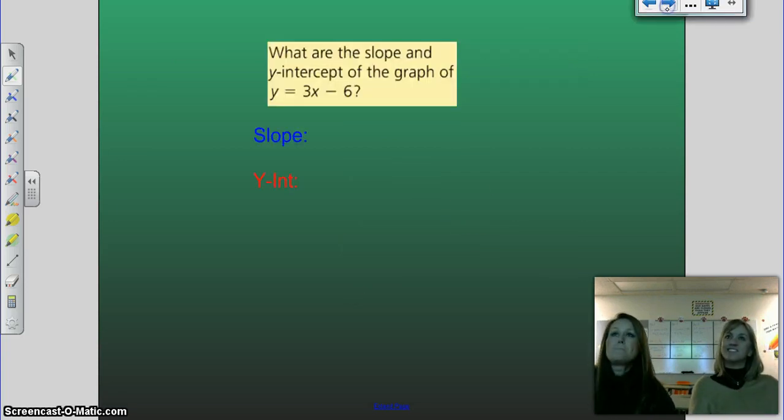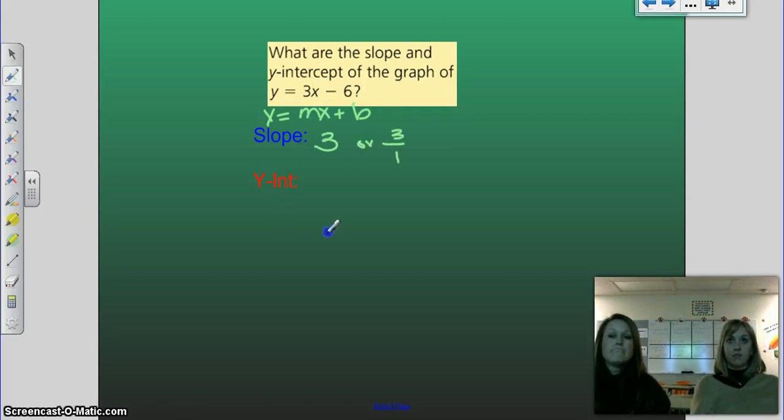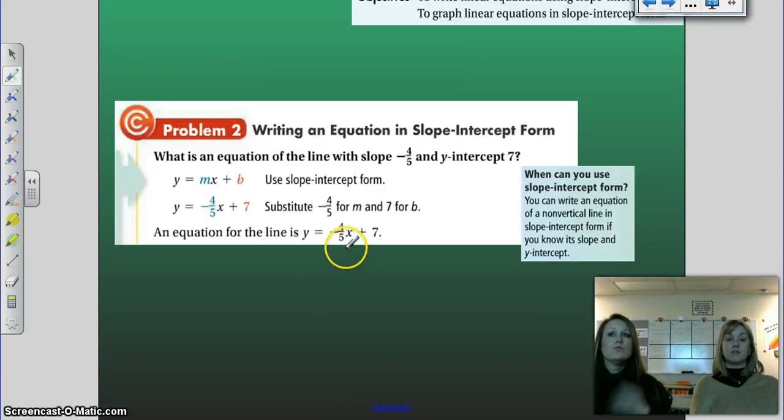What are the slope and the y-intercept of the graph of y equals 3x minus 6? Same thing: y equals mx plus b. You put the m right below the 3, so our slope is 3, or 3/1. Either one is perfectly fine. Now it says plus b, but I have a -6. So my y-intercept must be -6. Done. Again, no math involved.